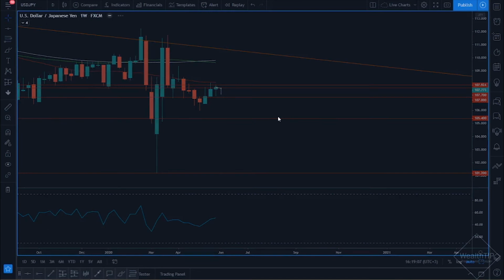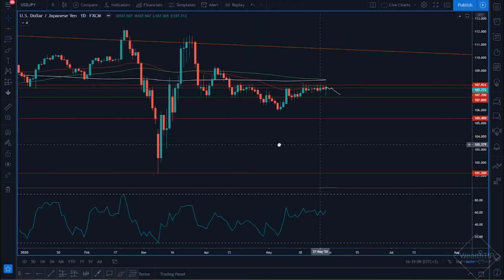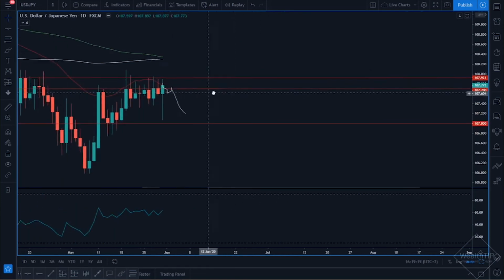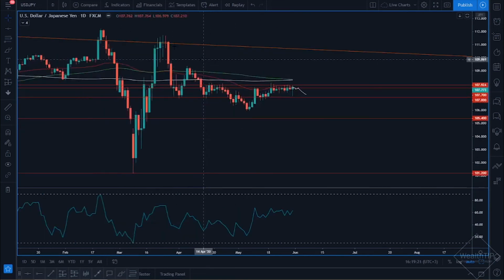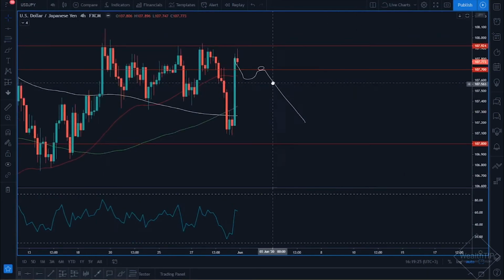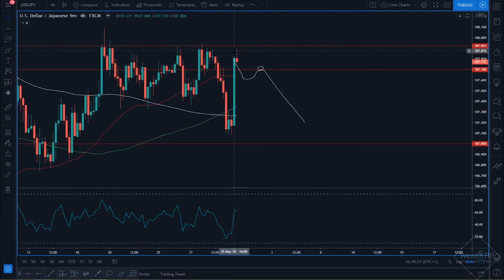Going into the daily, we can refine it even more, as we can see that since April of this year, price has not been able to break this resistance zone of 107.924. And with the fact that the market has not been able to break it, I scaled all the way down into my intraday timeframes, where we saw the price closing with this beautiful shooting star.